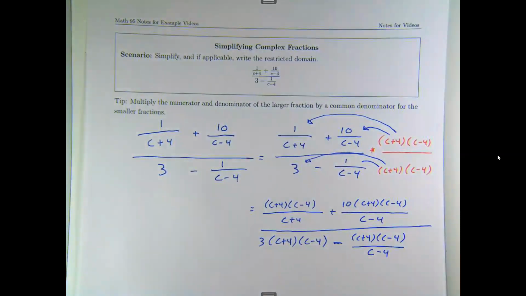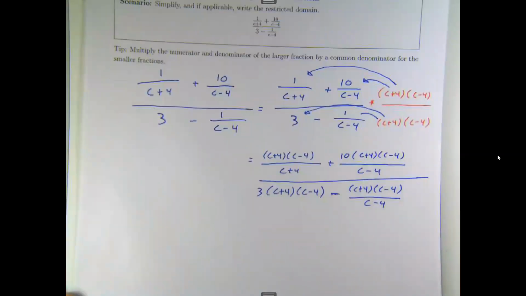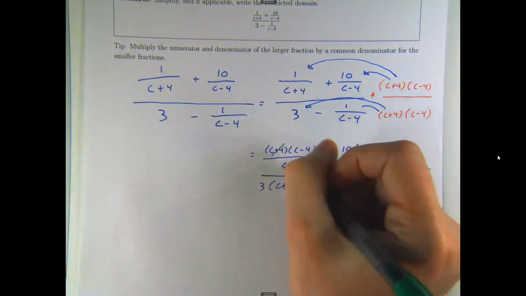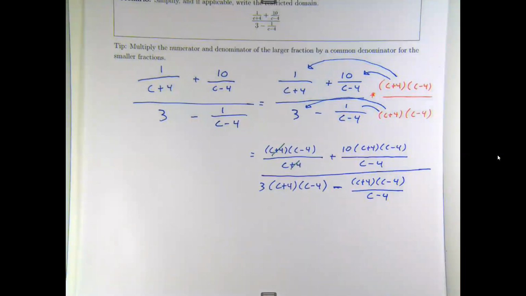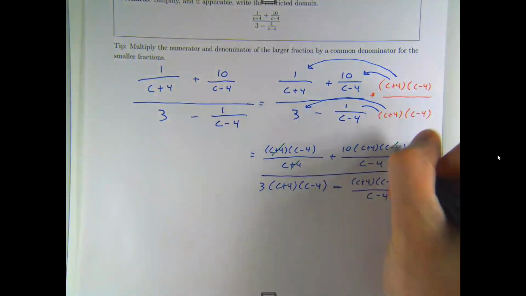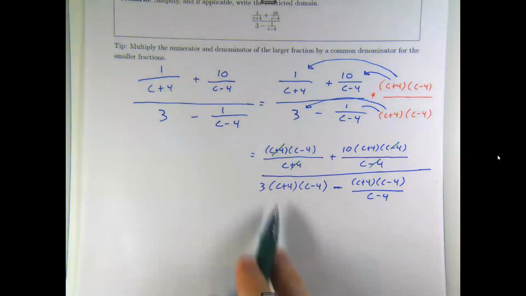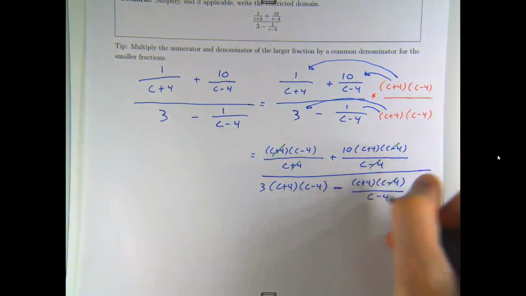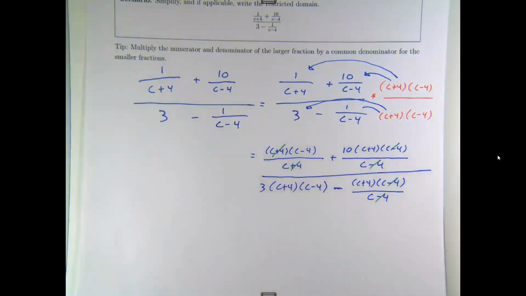Certainly does look worse before it gets better, but this is my favorite part where I get to go through and find things that cancel, and I'll find a lot cancels. The c plus 4 cancels for that first one. C minus 4 cancels for that second one. No fraction to cancel there. C minus 4 cancels here.